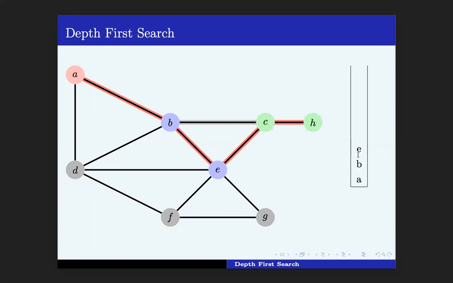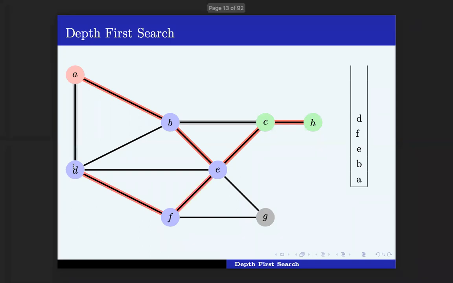The top of the stack is E. I go to E and ask, does E have something new to offer? Yes, E has F. So I again put F back inside. Then I go to D from F. Again, at this point, I ask D, does this have something new to offer?